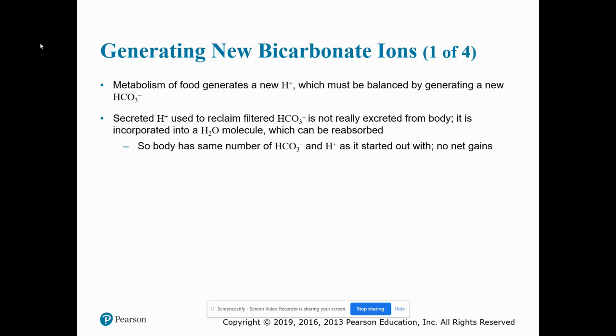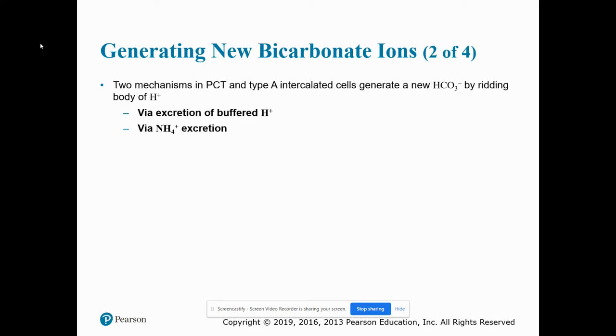Then we're going to talk about generating new bicarbonate ions. So the metabolism of food is going to generate new hydrogen ions that have to be balanced by generating new bicarbonate. Secreted hydrogen used to reclaim filtered bicarbonate is not really excreted from the body. It's actually incorporated into a water molecule, which can be reabsorbed. So the body has the same number of bicarbonate and hydrogen ions that it started out with. There are no net gains.